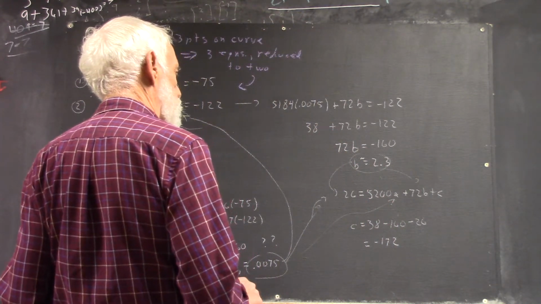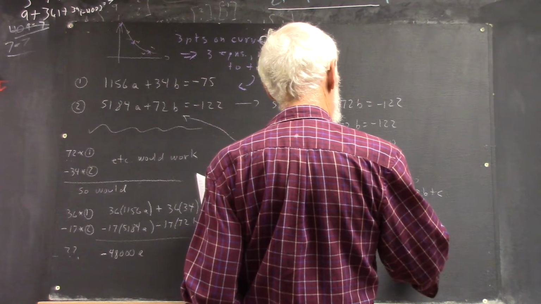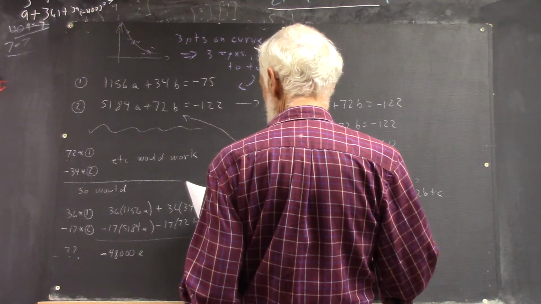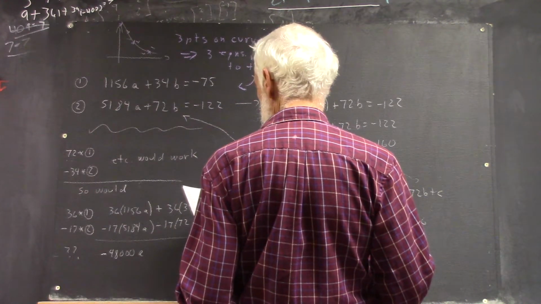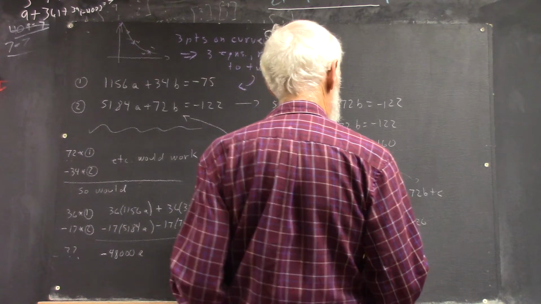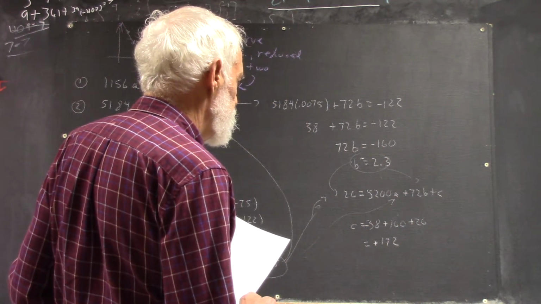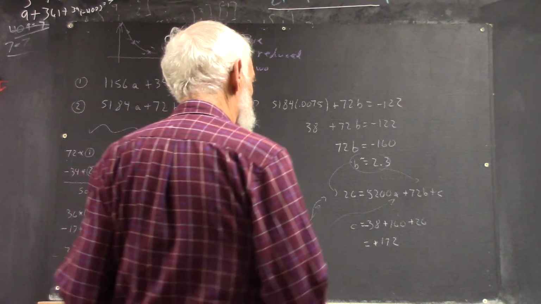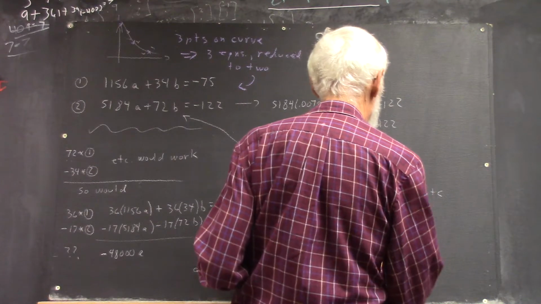And I've got this one wrong. It's negative plus this plus this. Should be 172. And no, it didn't. 148. Which I think is exactly what you estimated.